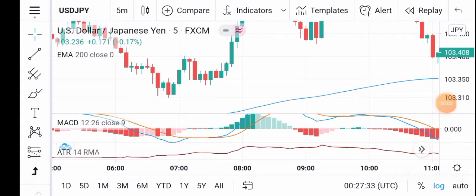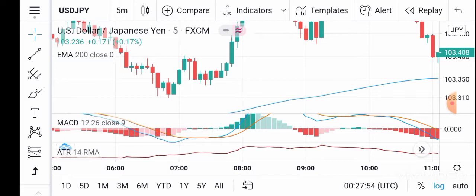Alright guys, so this MACD trading strategy is really easy and simple if you add in some more confluences to make it even better. Let me show you guys how to add in some more confluences to make the MACD trading strategy even more profitable.